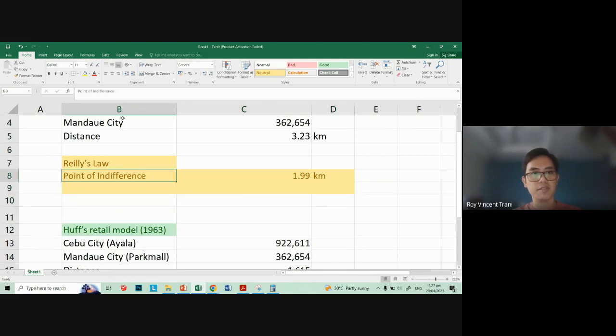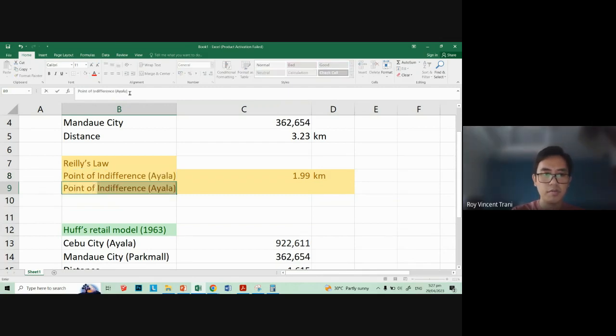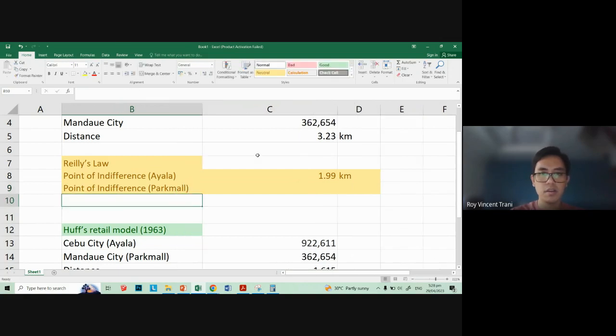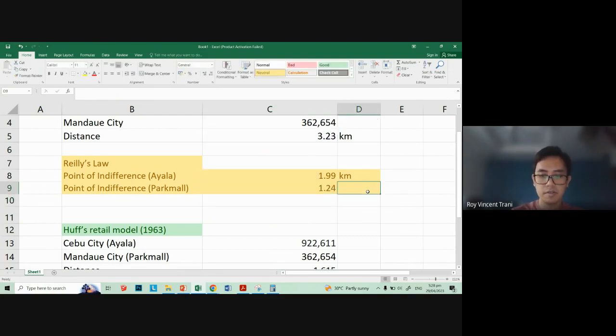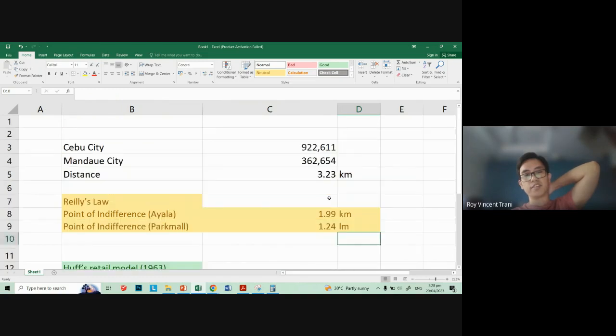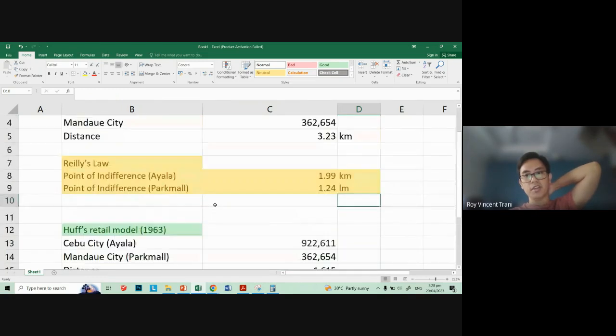So the point of indifference for Ayala and Park Mall equals one minus the other. Ayala is slightly more attractive than Park Mall, almost 0.6 kilometers more. So it kind of holds true.